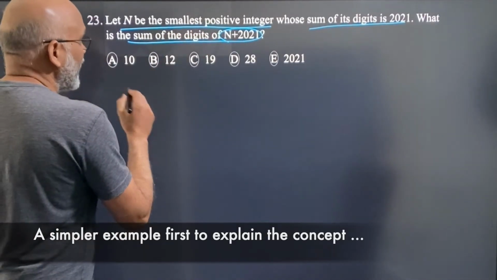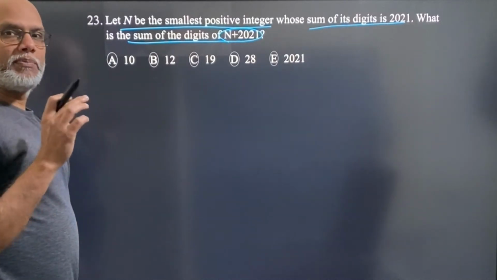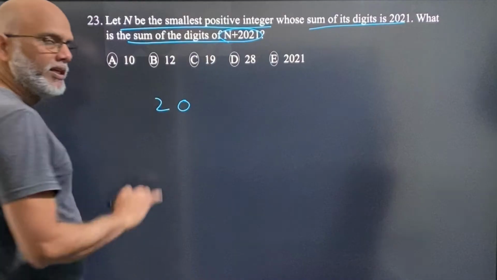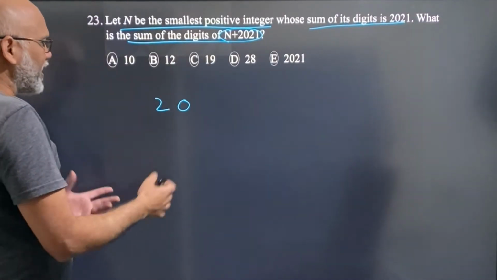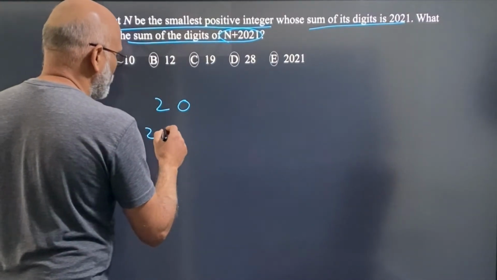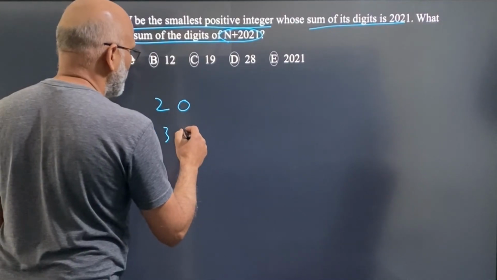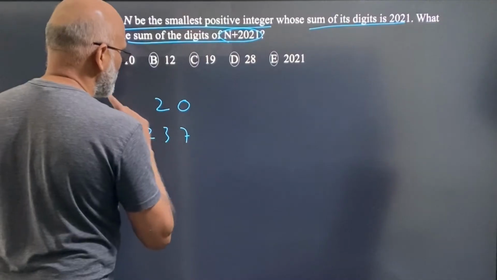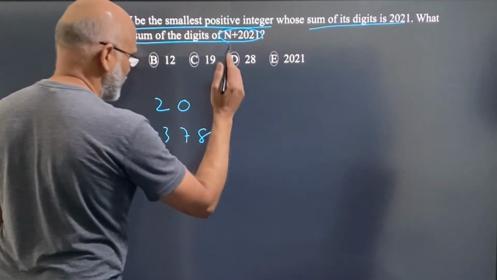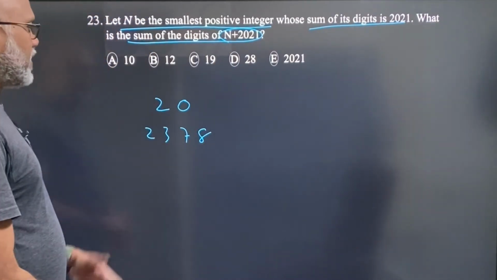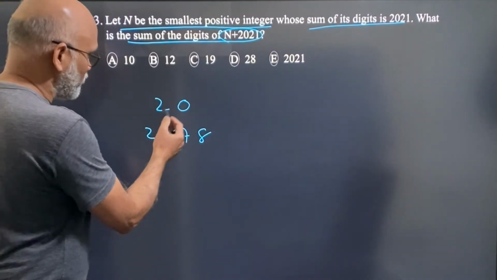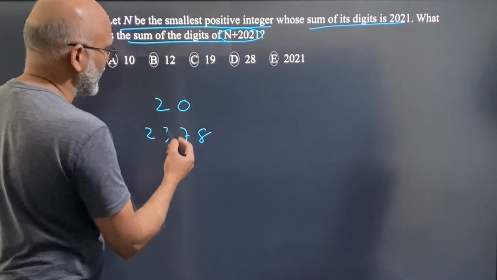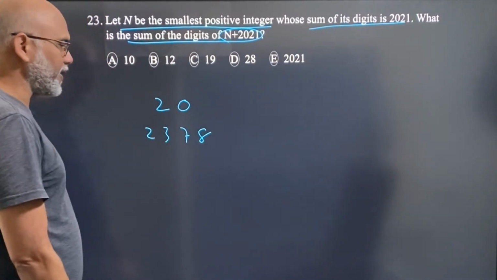Let's say I want to find the smallest positive integer whose sum of digits is 20. Just 20, right? So I can start writing any integer. Let's say 2, 3, 7. 7 plus 3 is 10 plus 2 is 12. I need 8 more, 8, right? So the sum of the digits add up to 20. 2 plus 3 is 5, plus 7 is 12, plus 8 is 20.